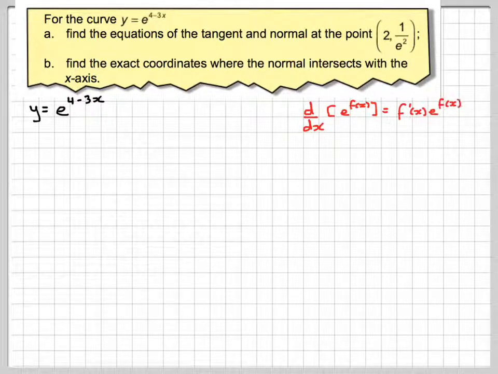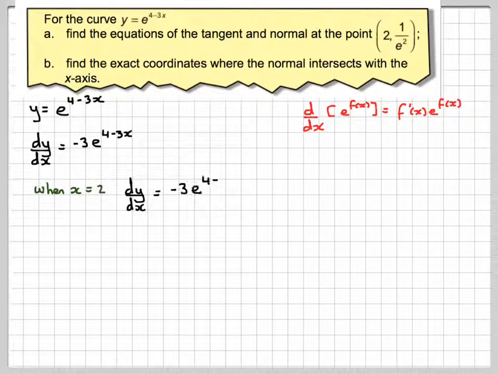If we differentiate an exponential function, d/dx of e to the f of x, that's going to be equal to f dashed of x times e to the f of x. So dy by dx will be equal to the differential of 4 minus 3x, which is minus 3, so we get minus 3e to the 4 minus 3x.